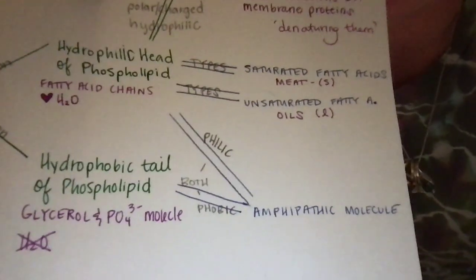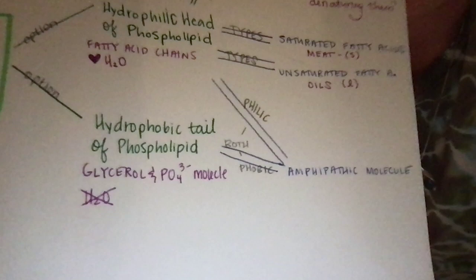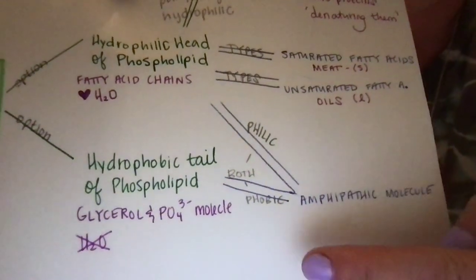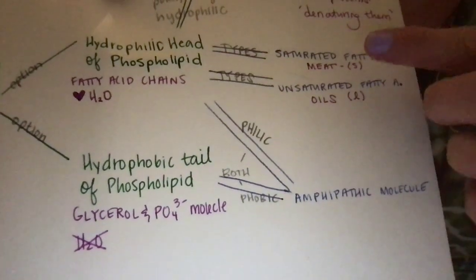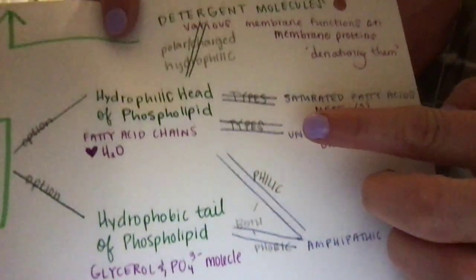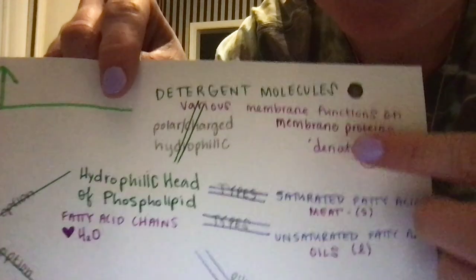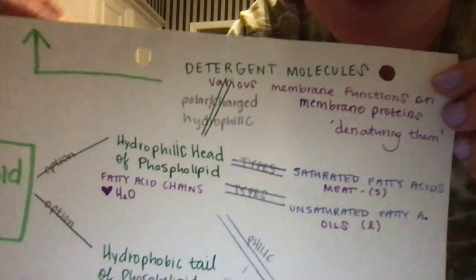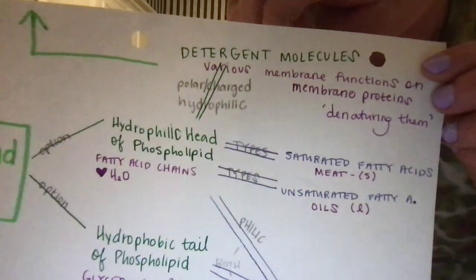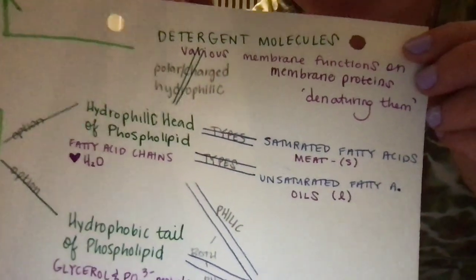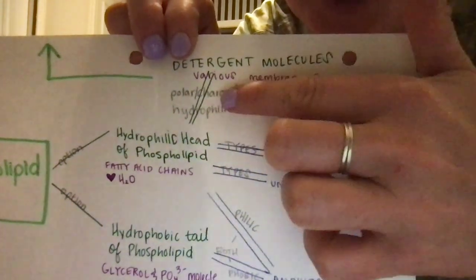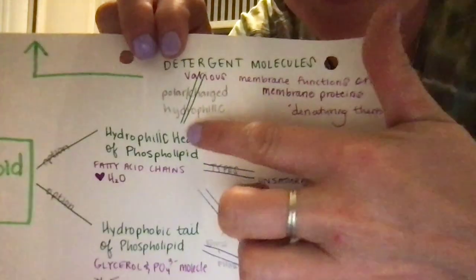Jumping down to the amphipathic molecule, it's so cool because it has both a hydrophobic and a hydrophilic part. It can be both. Now moving up to the detergent molecules, they affect various membrane functions and how the membrane proteins work with them, and the fact that they denature them. They're polar, charged and hydrophilic, so that's why it's going off of this tail here.